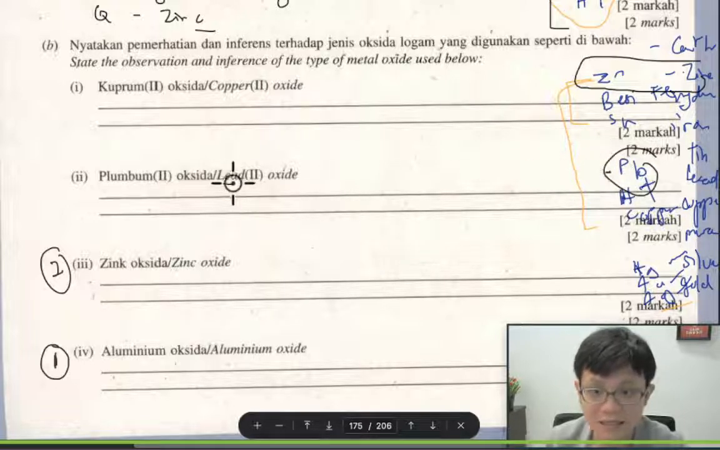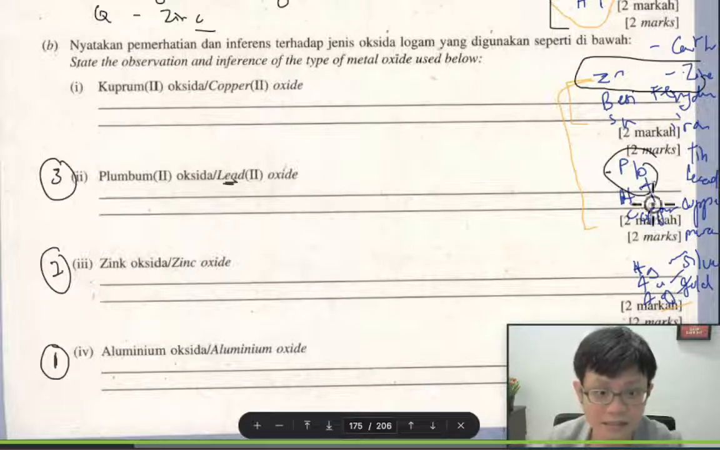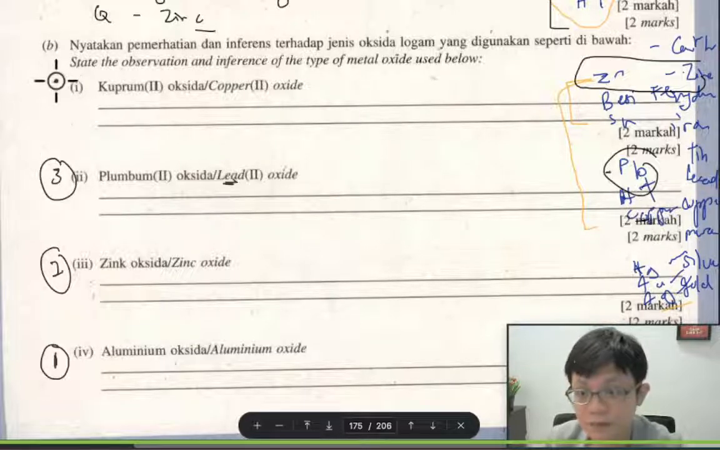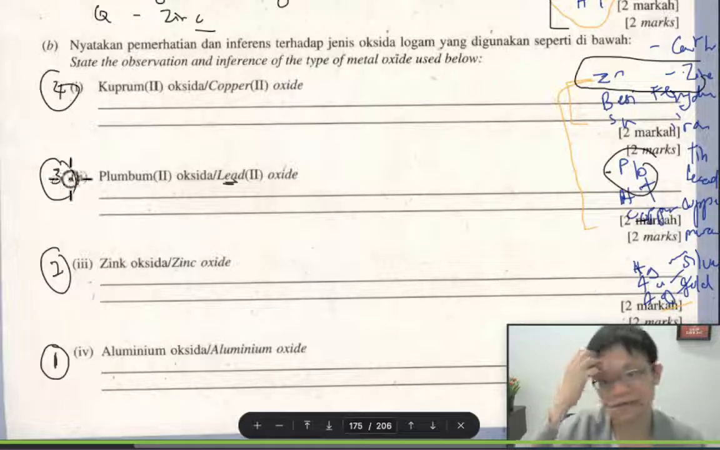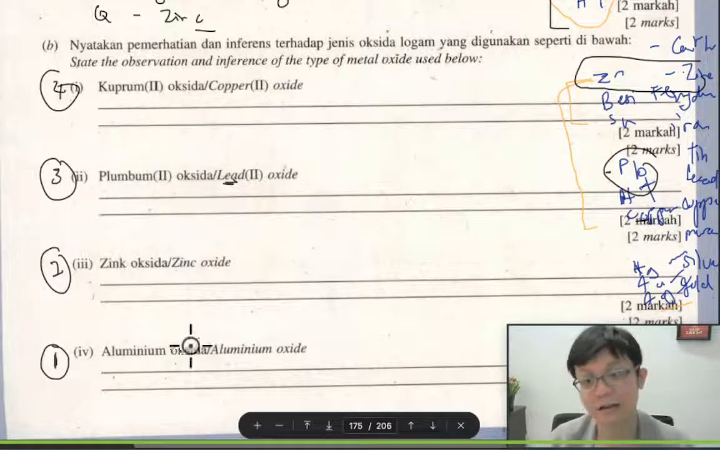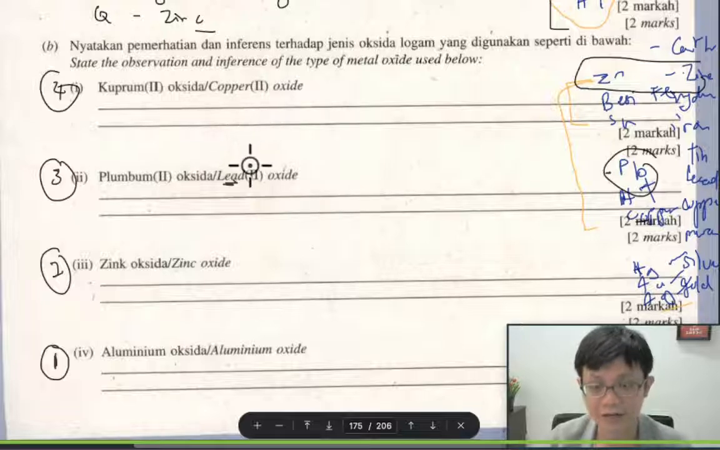In English we call it lead. I use the word lead. Number 3, and copper is at the bottom, number 4. So roughly, even though you need to know it, you need to guess that aluminium is the most reactive one and copper is the least reactive.